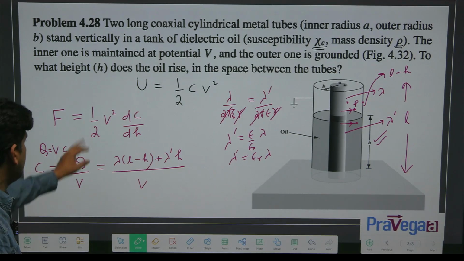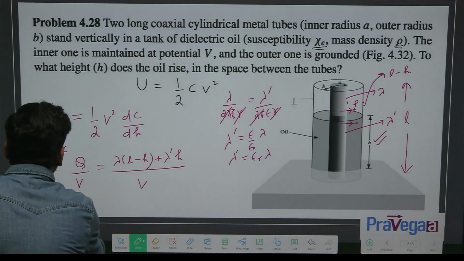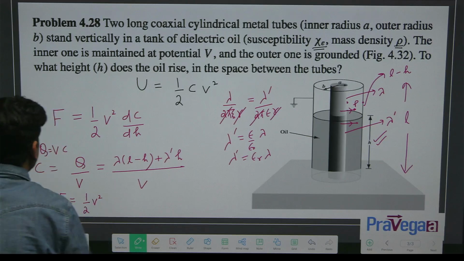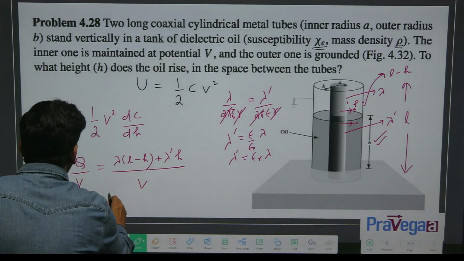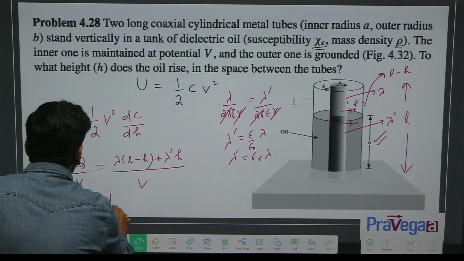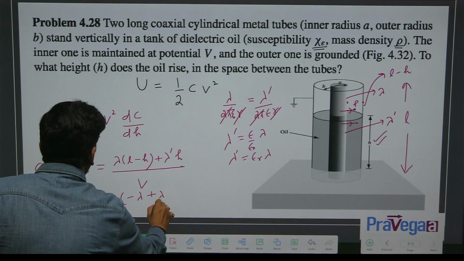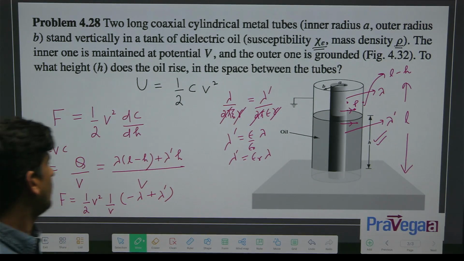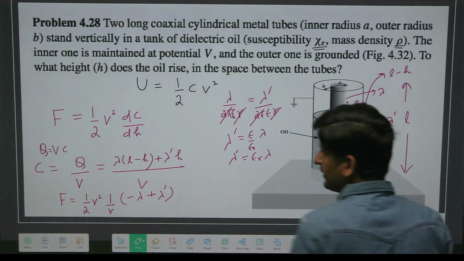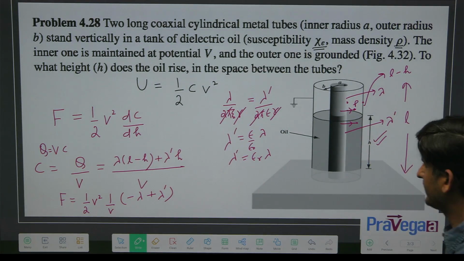And now put this in this formula. What you are going to get is F is equal to half V square dC by dH. So differentiate this, you will get 1 by V. Differentiate this, you will get minus lambda plus lambda dash. Correct? Now put the value of lambda dash here, which you have calculated from the parallel component of electric field.